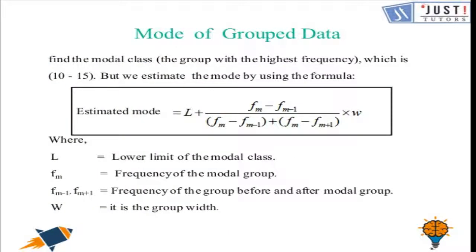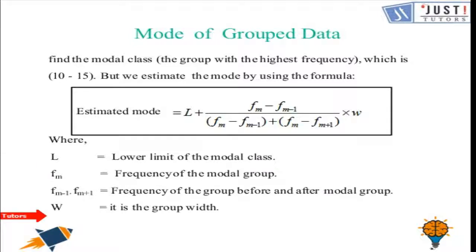Now, to calculate the mode, we have a formula which says L plus (fm minus fm minus 1) divided by (2fm minus fm minus 1 minus fm plus 1), and we'll be multiplying that by w. So let us learn about these initials that we've used here. L stands for the lower limit of the modal class, fm stands for the frequency of the modal class, fm minus 1 and fm plus 1 stand for the frequency of the group before and after the modal class respectively, and w is the group width.